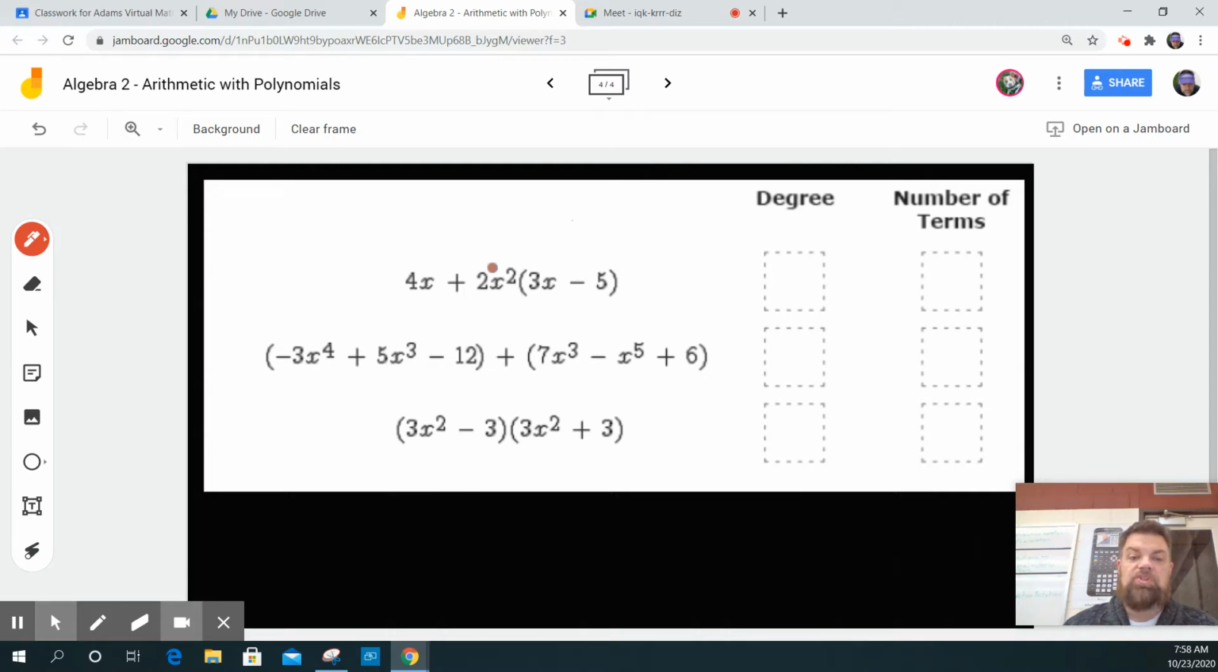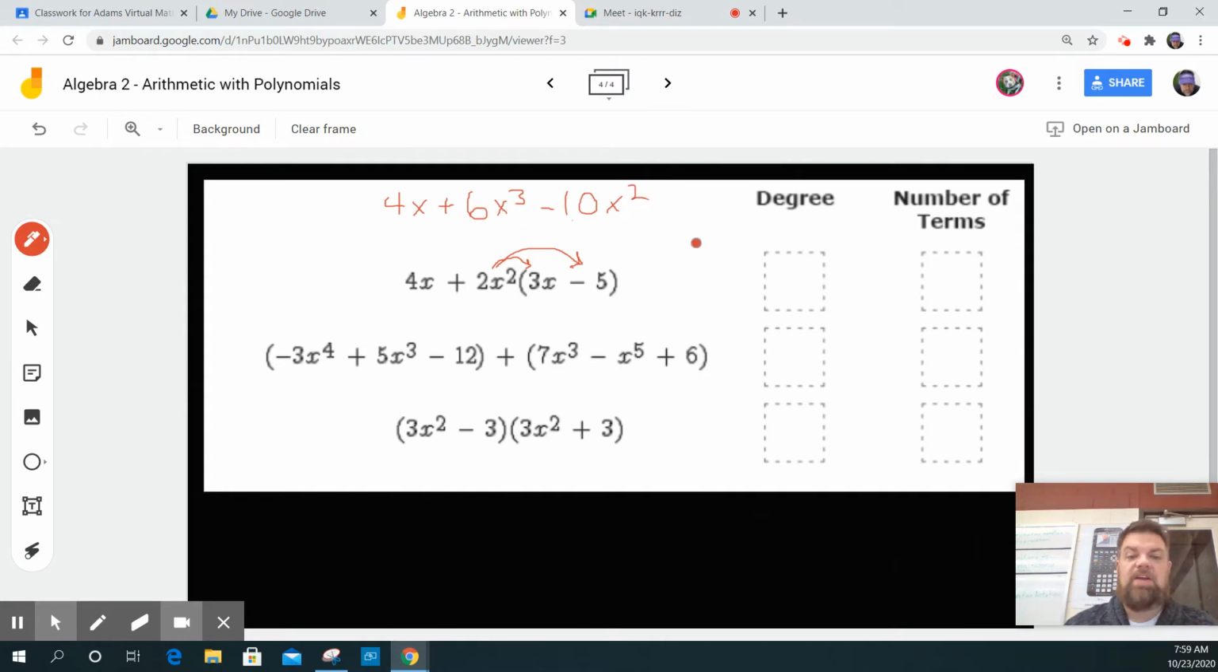So when I push this through, when I distribute that all the way through, what I'm going to end up with is 4x plus 2 times 3 is 6. x squared times another x is going to be x to the third. And then I've got to distribute that through the parentheses. So 2 times negative 5 is a negative 10. And then x squared. So we go by the highest power.